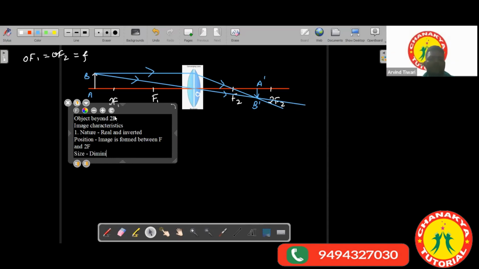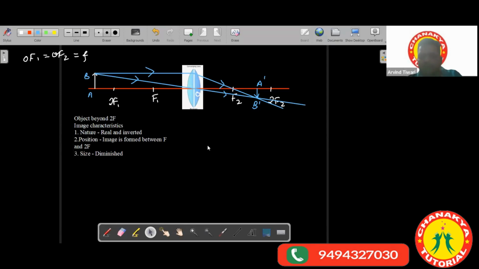So whenever you are asked about the image characteristics, do tell in points. You have the nature, position, and size. So nature will be here, for this case, real and inverted image. You have position and size. Got it? Now, can you try to draw the ray diagram? Have you drawn this ray diagram? Just take 2 minutes to draw the ray diagram for this.